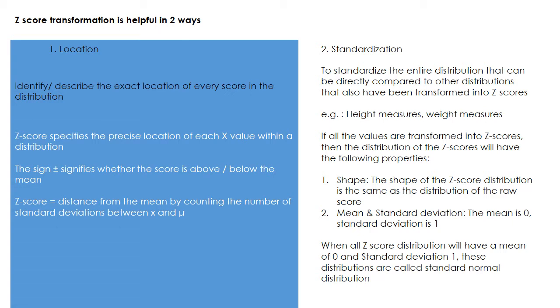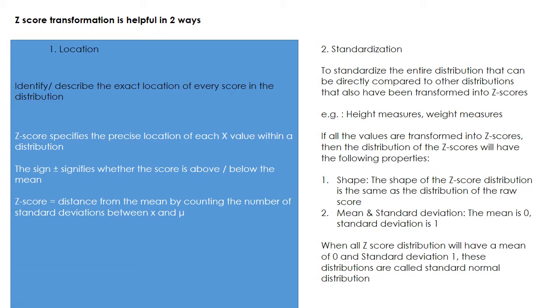The positive and negative signs on the z-score tell us whether you are above or below. The z-score is the distance from the mean, counting the number of standard deviations between the score and mu. So it tells us how far, the location, in units of distance between you and the average value. Second, it helps us do standardization.